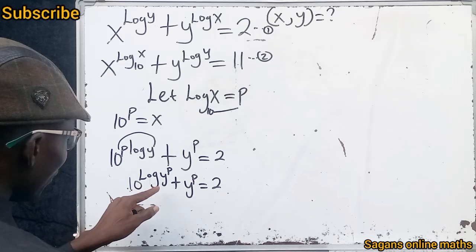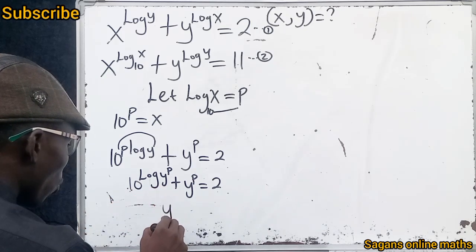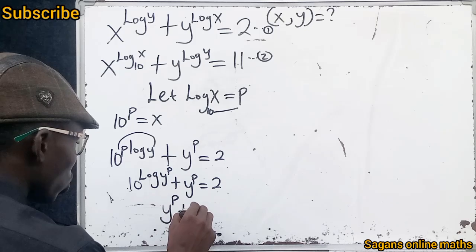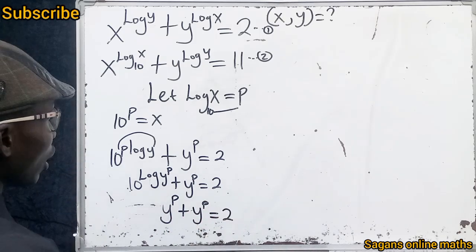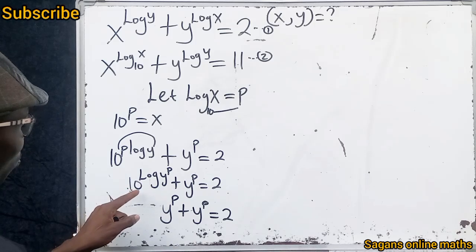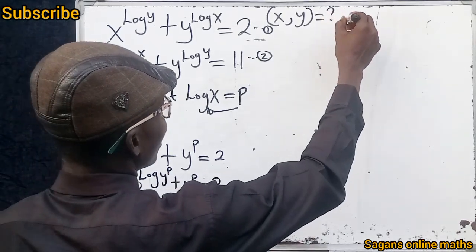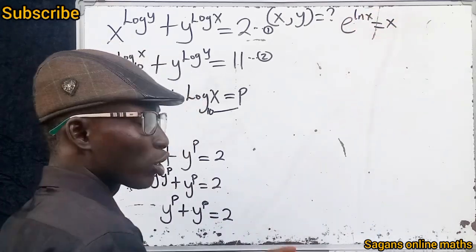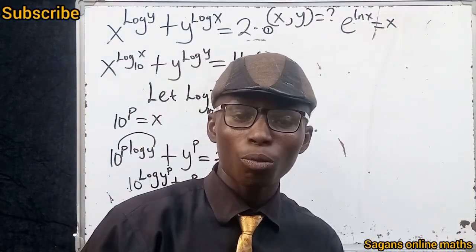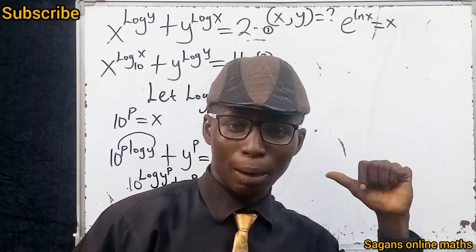So see, if you're having the base here, automatically we are just going to have y raised to the power p plus y raised to the power p equals 2. I know some people ask how come 10 raised to the power log y raised to the power p just gives y raised to the power p. Remember, if you have e raised to the power ln x, it is always equal to x. If you're watching my videos I've done, I've explained how e raised to the power ln x is always equal to x. The same principle applies to this.